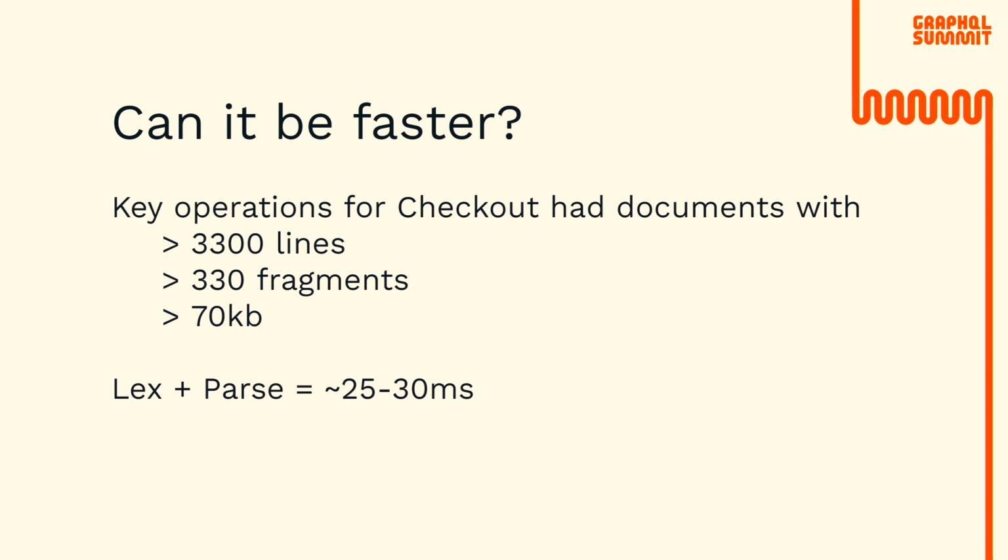For us, one of our key operations is in the checkout space. We had a large document with over 3,300 lines and 330 fragments. So this had a long time to lex and parse. We were seeing 25 to 30 milliseconds, which isn't great. That's a lot of overhead just to understand what the client wants to do. And you do that on every request. So we were like, can it be faster?